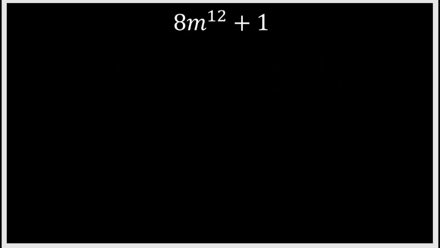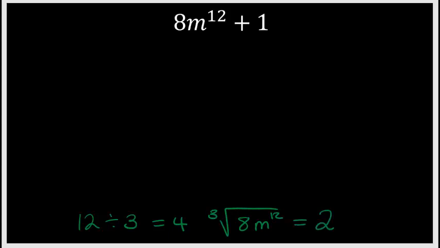Next question. 18 m to the power of 12 plus 1. Now, if you remember what we said about the exponents, we divide them. So 12 divided by 3 equals 4. So the cube root of 8m12 is going to be, cube root of 8 is 2, m to the power of 12 is going to be m4. Okay, so we got that. Now let's do our answer.